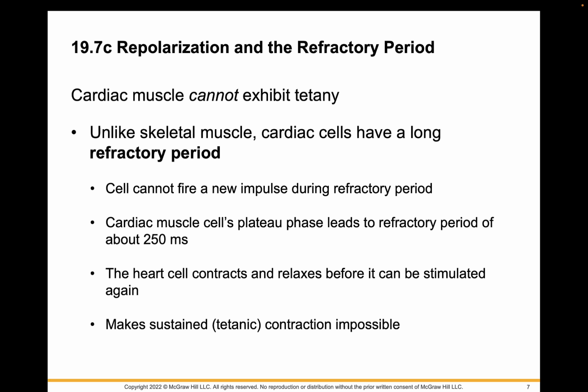Now, what's very critical and a big difference between cardiac muscle and skeletal muscle is that cardiac muscle cannot exhibit tetany. Unlike skeletal muscle, cardiac cells have a long refractory period. What this means is that these cells cannot fire another impulse during the refractory period. The plateau phase in a cardiac muscle cell is about 250 milliseconds. The heart cell contracts and relaxes before it can be stimulated again. This refractory period makes it impossible for a tetanic contraction to take place.